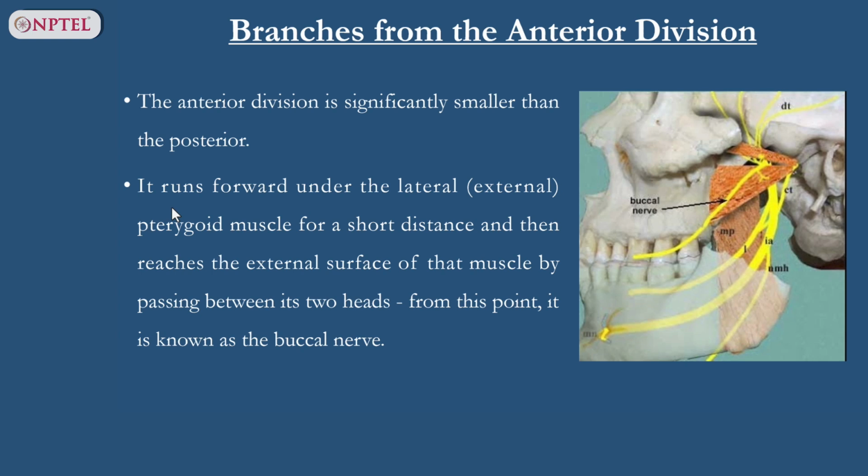Branches from the anterior division are significantly smaller than the branches from the posterior division. The anterior division runs forward under the lateral pterygoid muscle for a short distance. Then it reaches the external surface of the lateral pterygoid muscle by passing between the two heads of this particular muscle. From this point on, it is known as the buccal nerve.